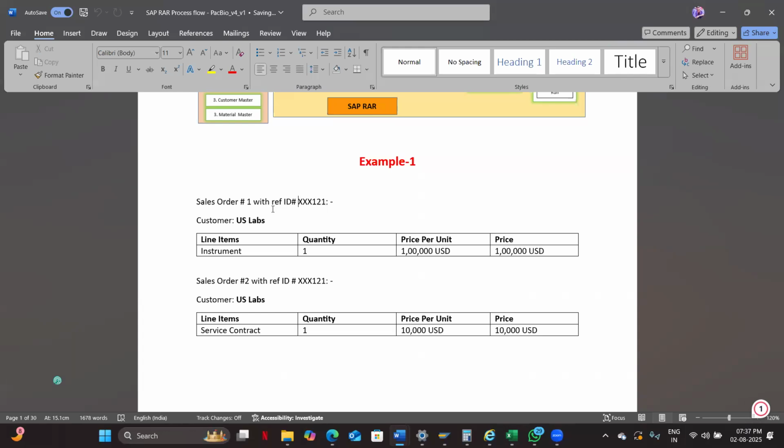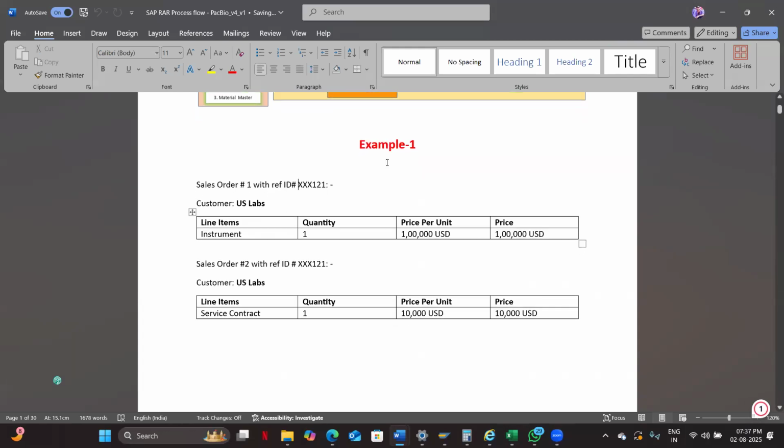Here you can see I took an example, sales order one, with reference ID one. The same in sales order 2, the same reference ID. It means it's one arrear contract, that is not an issue. We have two types of product, one is instrument, one is service, and quantity is also one. Price is 1000.